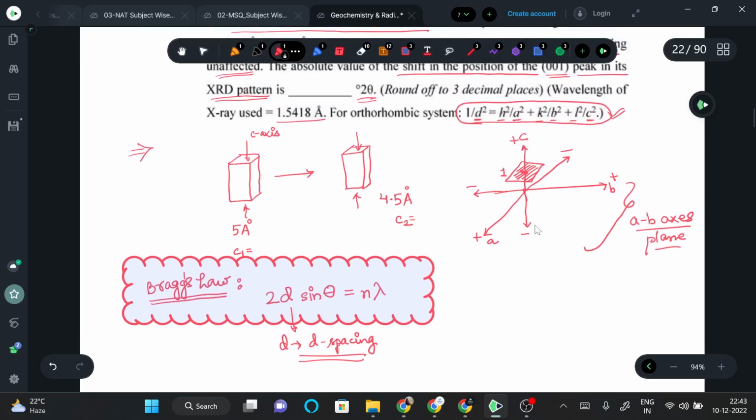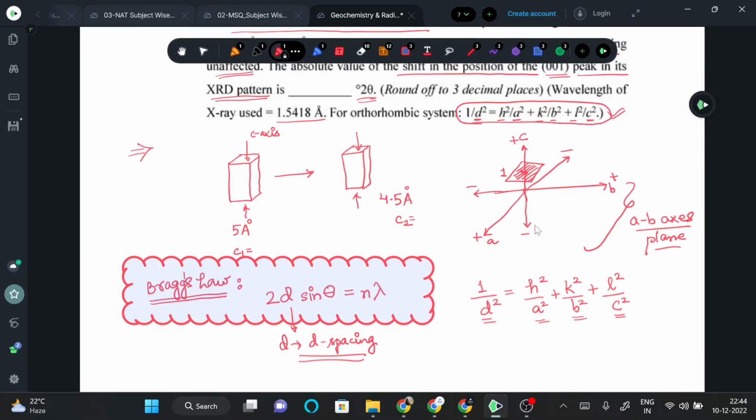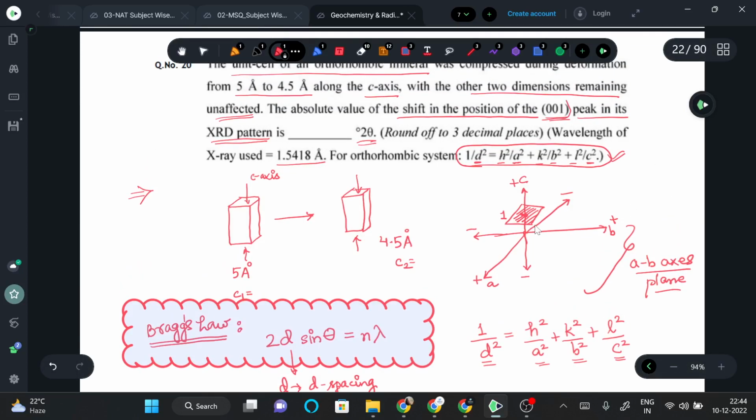So here in this formula for orthorhombic, please try to remember this relation between H, K, L and D for basic crystallographic systems. For orthorhombic it is mentioned over here. Maybe sometimes they will not mention this. So here D is D spacing, ABC are axial lengths, HKL are Miller indices. For the 001 phase, we have to see. Here it is talking about the 001 phase.